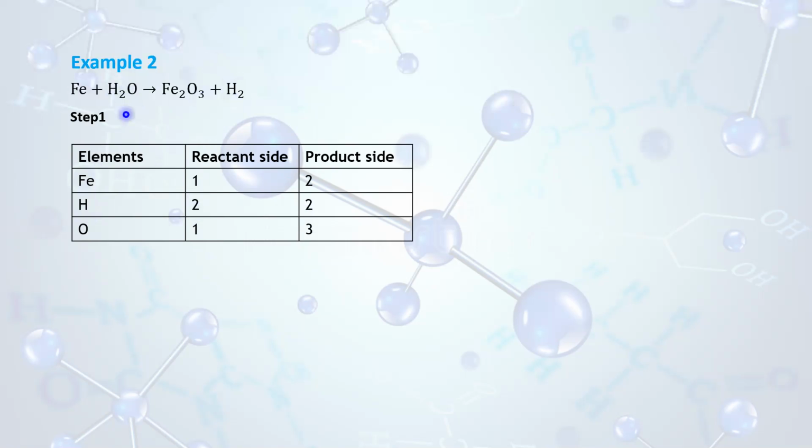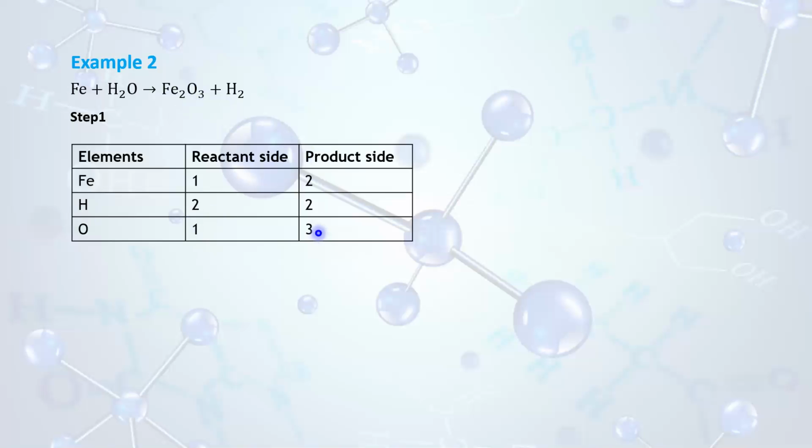Right. And lastly we have the oxygen element. Write the symbol in the elements column. And count the number of oxygen atoms on the reactant side. Only one oxygen atom. So one here. Then in the product side, how many oxygen atoms here? 3 oxygen atoms present.